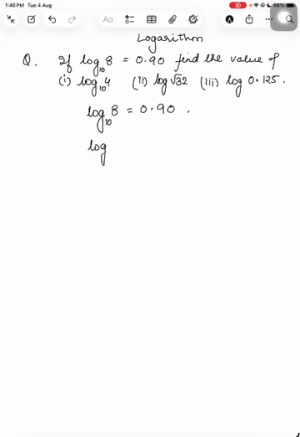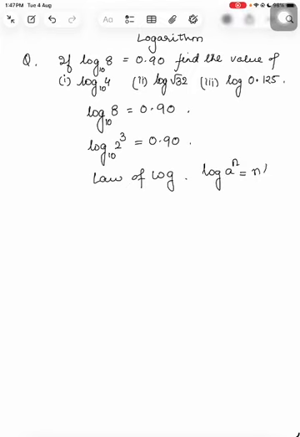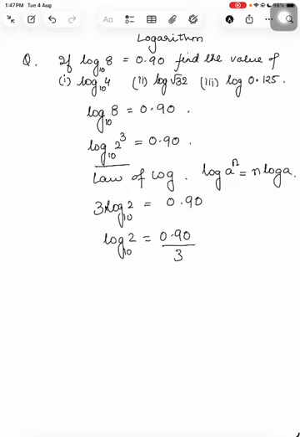Now 8 can be written as 2 raised to the power 3, and we know the law of log, which states that log of any number a raised to the power n is n log a. So this can be written as 3 log 2 to the base 10, that is 0.90. So log 2 to the base 10, 3 is multiplied, comes here and it becomes divide. Right? So what is log 2? Log 2 is 0.30. If we are not writing the base, it is understood that it is 10.